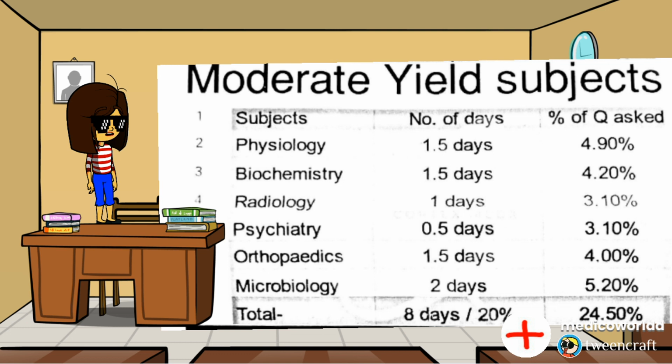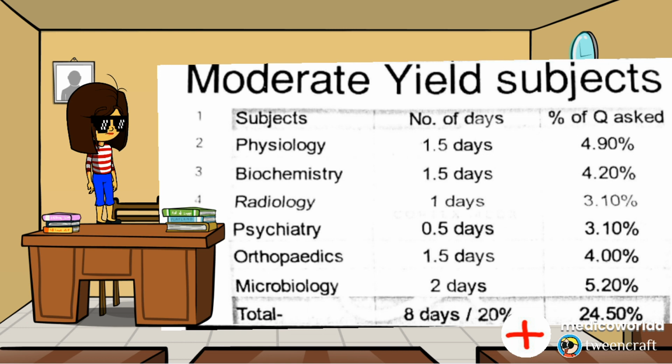Microbiology is a subject which requires 2 days of revision, and the number of questions asked from microbiology are 5.2%. Means you require a total of 8 days for the moderate yield subjects, and 20% of your total revision time. And number of questions asked from moderate yield subjects are 24.5%. So you can give second priority after the high yield subjects for the revision for these moderate yield subjects. Now, low yield subjects will be taken by my colleague.